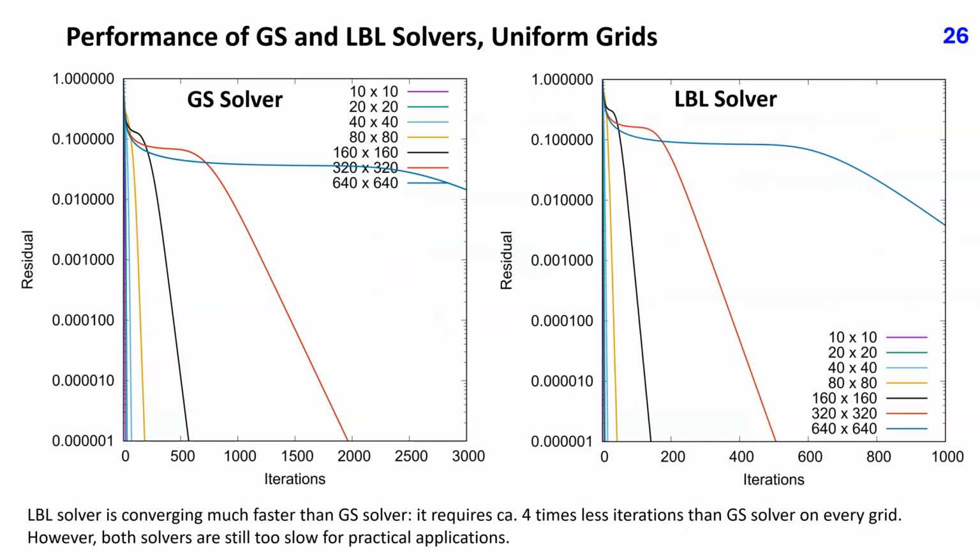This slide shows the performance of point Gauss-Seidel, GS, and line Gauss-Seidel, LBL solvers when the grids are uniform. GS solver needs about 4 times as many iterations to reach the convergence criterion as the LBL solver. This corresponds to the ratio observed in the previous test cases. The convergence is smooth in both cases, and the number of iterations required to reduce the residual norm 6 orders of magnitude increases by about a factor of 4 when the number of cells is doubled in each direction.